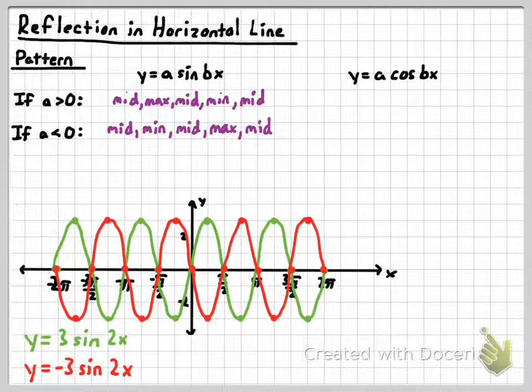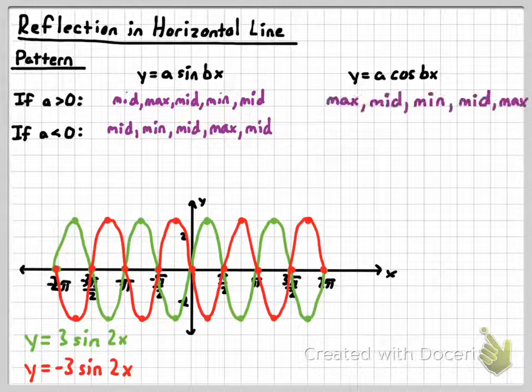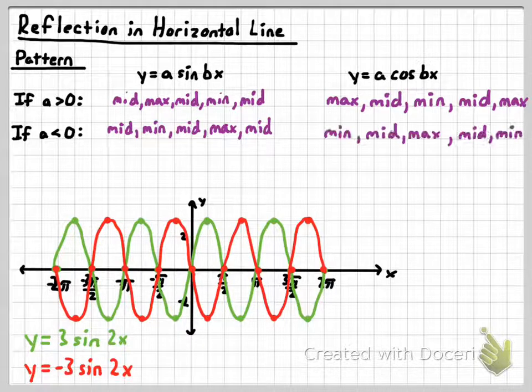I guess the only thing I haven't described yet that I need to real quick is what is the pattern for when a is positive and when a is negative for a cosine graph. Let me fill that in real quick. Remember with a cosine, you start off by graphing the maximum value, then a middle, then a minimum, then a middle again, and then a maximum value. That's when a is positive. So if a is negative, it's just every max is going to change to a min and vice versa. So the pattern would be minimum, middle, maximum, middle, minimum.